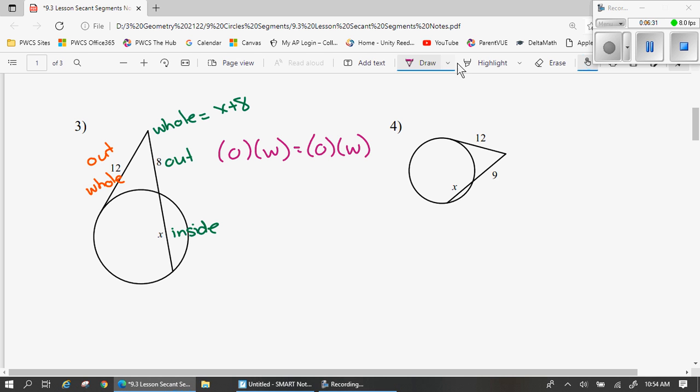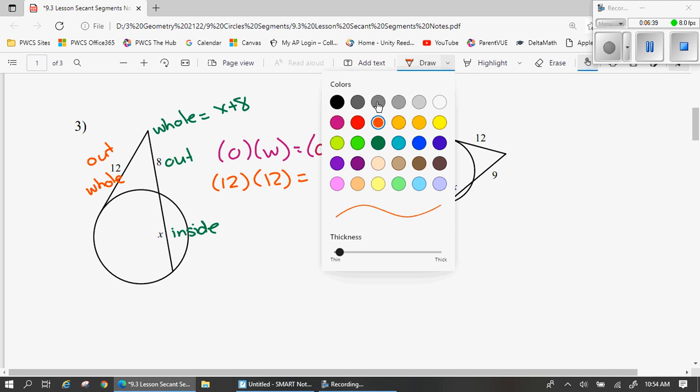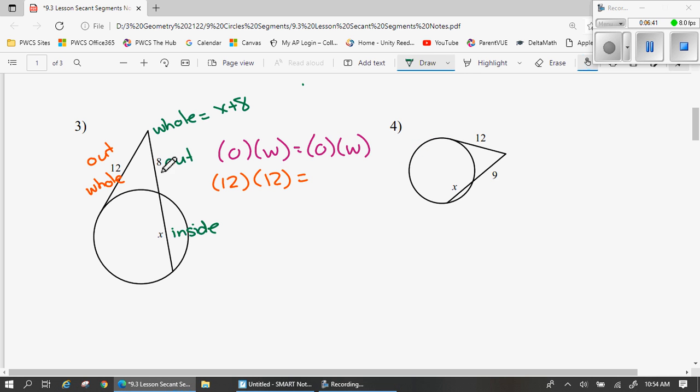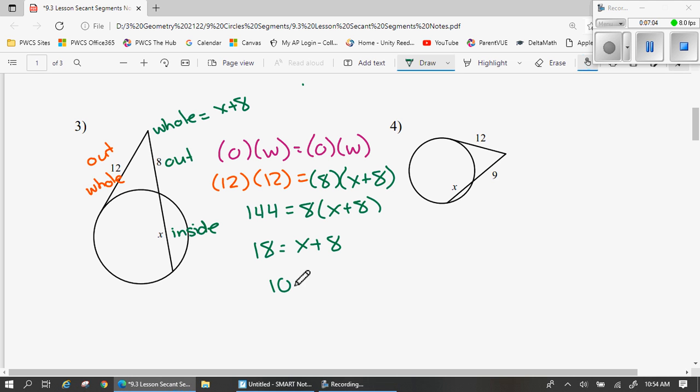So the outside of my tangent is 12, and it's also the whole length. So there's going to be two 12s. The outside piece of my secant is 8, and the whole thing we said is x plus 8. I can do 12 times 12. I could distribute, but I'm going to save myself that headache. I'm going to divide both sides by 8. And then I'll subtract 8 to find out that this inside piece is 10.